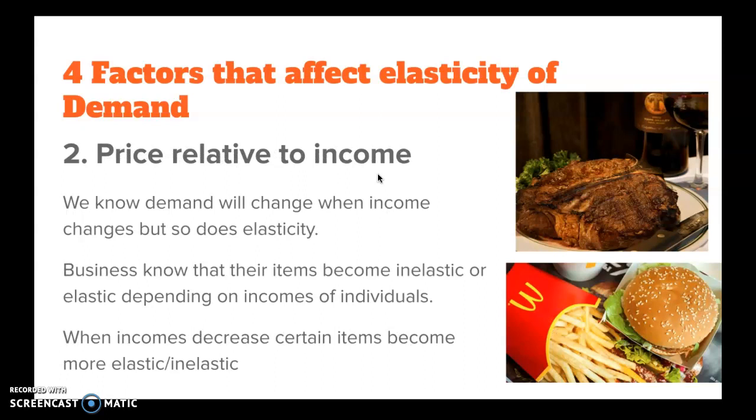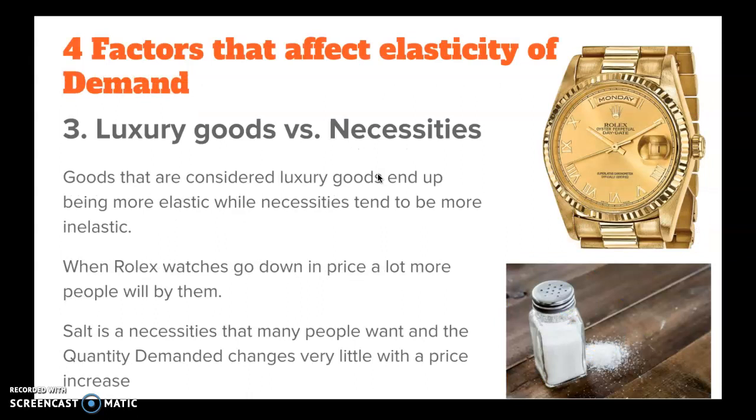Next is price relative to income. Income can change and shift the demand curve, but it also makes certain items more inelastic. For example, when incomes are low, McDonald's knows that the demand for McDonald's is going to increase, but they also know that they probably don't have to change their prices very much, so they create more of an inelastic demand. A nice steakhouse knows that if incomes are increasing, they can charge whatever, and they know that they have more inelastic demand depending on income levels of certain individuals.